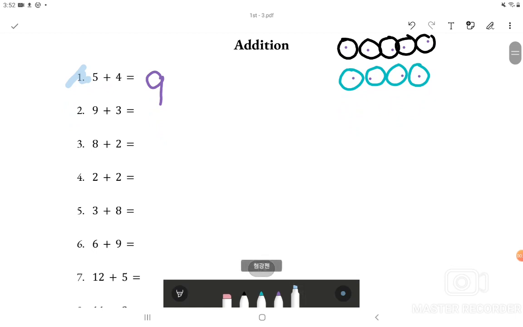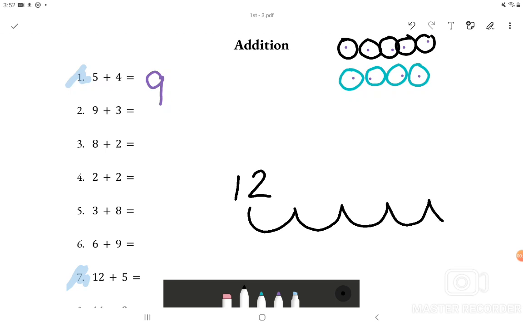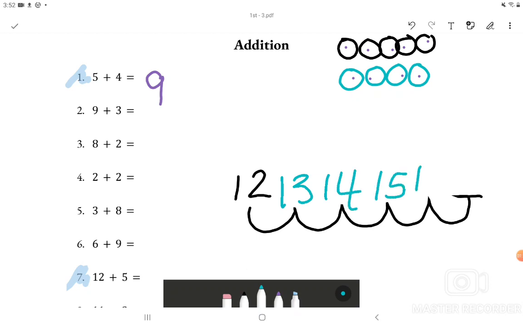Let's look at another problem, number 7. It says 12 plus 5. We can just do 12 and move 5 steps forward, which is 1, 2, 3, 4, 5. When we count, we have 12, 13, 14, 15, 16, 17. So we know that the answer for number 7 is 17.